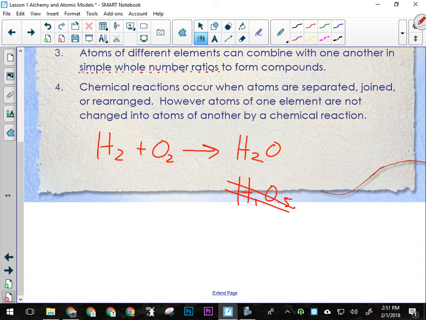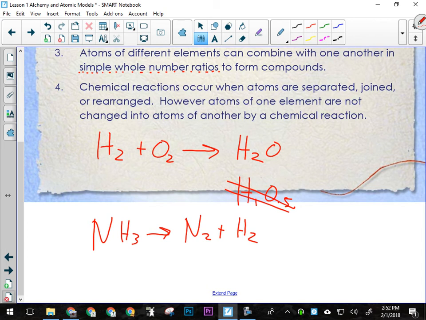So in this reaction here that we just looked at, this is a reaction where two atoms are joined. I have hydrogen and oxygen, and I'm getting a single compound out of that. I could have something like this, which is where atoms would be separated. I start out with a compound, and I end off with two separate elements. So I've pulled those atoms apart. They've been separated.